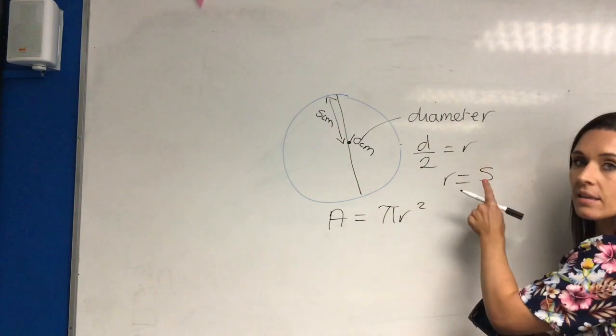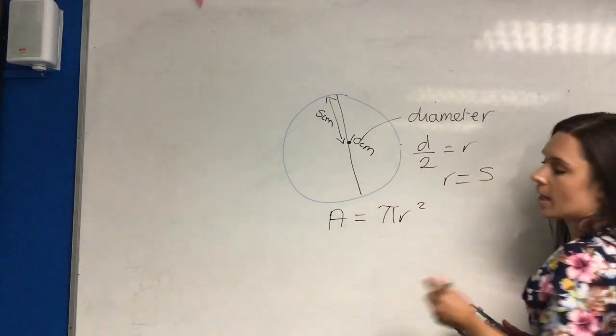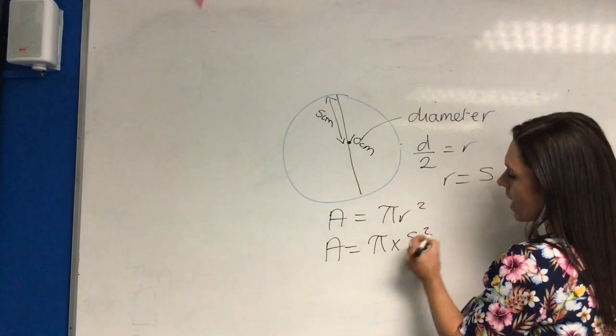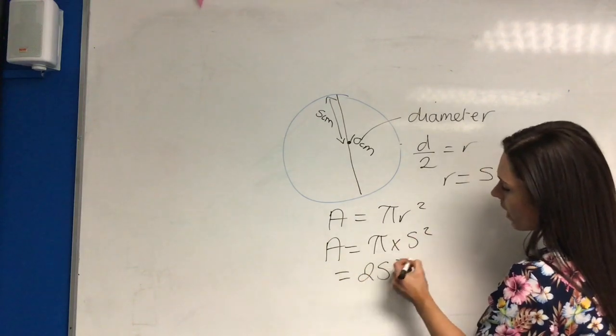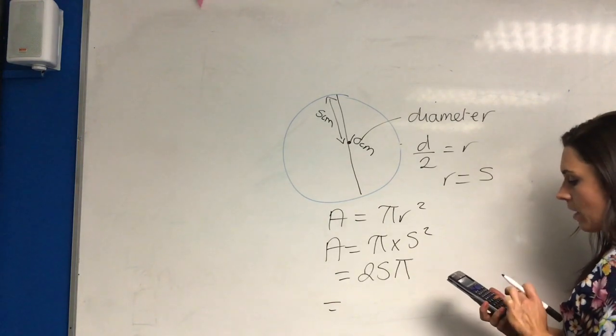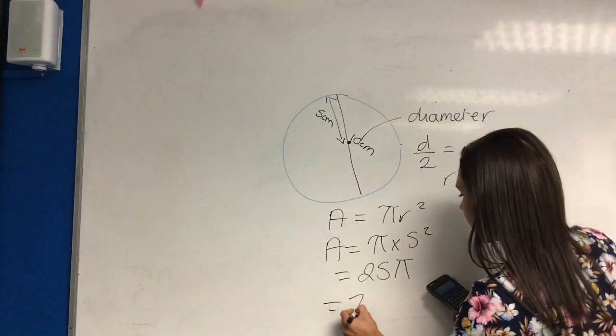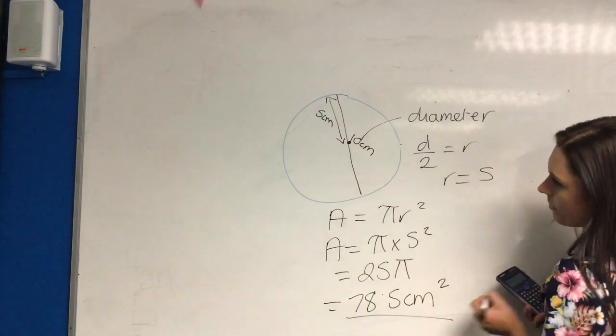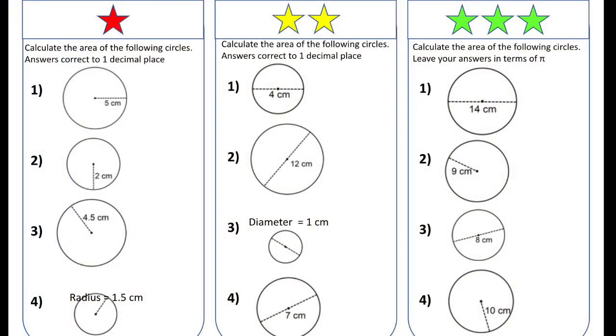Now we have that, it's just a simple substitution in again. The area is pi times 5 squared, which is 25 pi, and if we stick that into our calculator, the area will be 78.5 centimetres squared. Now have a go at these questions.